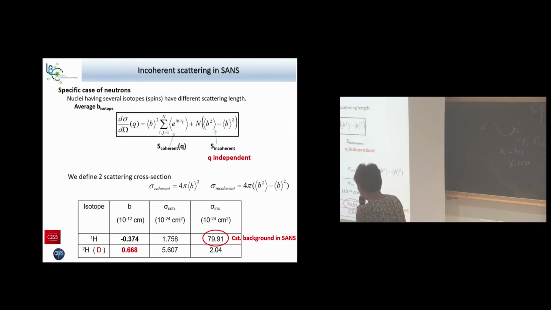Hydrogen gives a huge incoherent background. So this is sad news for polymers, because polymers mainly contain a lot of hydrogen in hydrogenated polymer. So when you use hydrogenated polymer, in addition to the signal which gives you information about the structure of your polymer, you will have a background that you have to subtract. So the ratio between the interesting signal and the background is less favorable for polymers. But since it is a flat background, you may get rid of it.